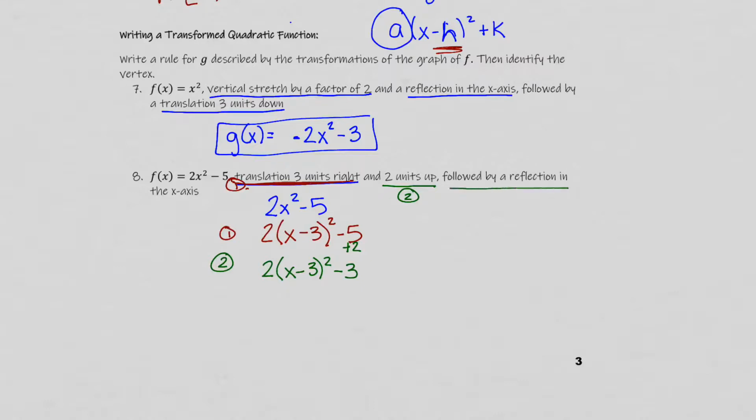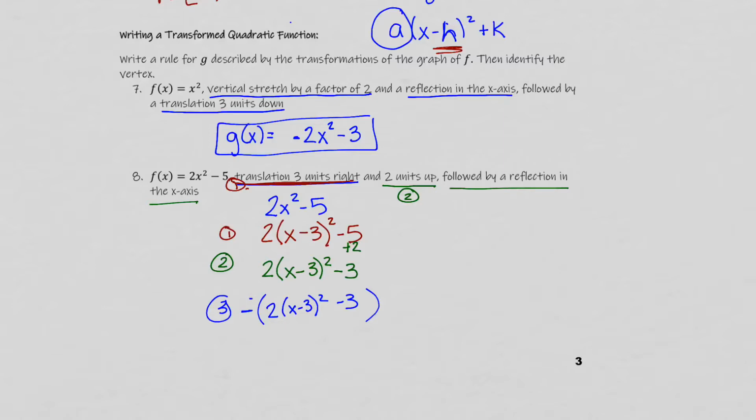And then it says followed by a reflection in the x-axis. So to do that, I have to multiply everything I have so far by a negative. So 2 times x minus 3 squared minus 3. Because if at the end, after you've done everything else, it says followed by a reflection, a stretch, or a shrink, you have to multiply everything you have so far by that, not just put it out front. I can't just make the 2 out front negative and it be true. Okay? Everything that you have so far has to be multiplied by that.